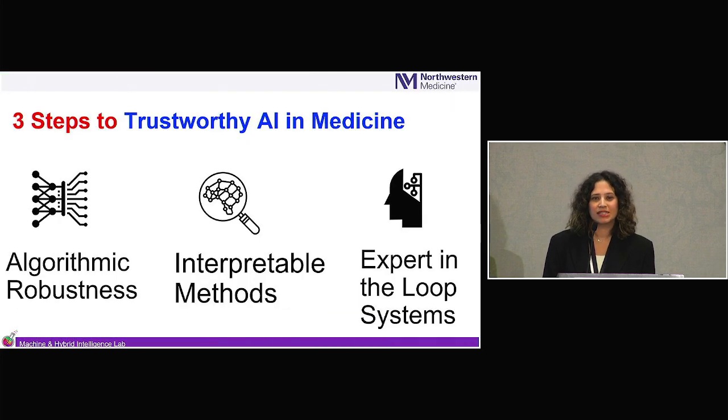So trust in medical AI is really important, and there are three pillars at the center of our research. The first is algorithmic robustness: we should always ensure the algorithms work across diverse data sets. The second is interpretability and explainability: we should tell clinicians how AI makes decisions. The third is human-in-the-loop and expert-in-the-loop systems. We could integrate the experts' knowledge into the AI models.